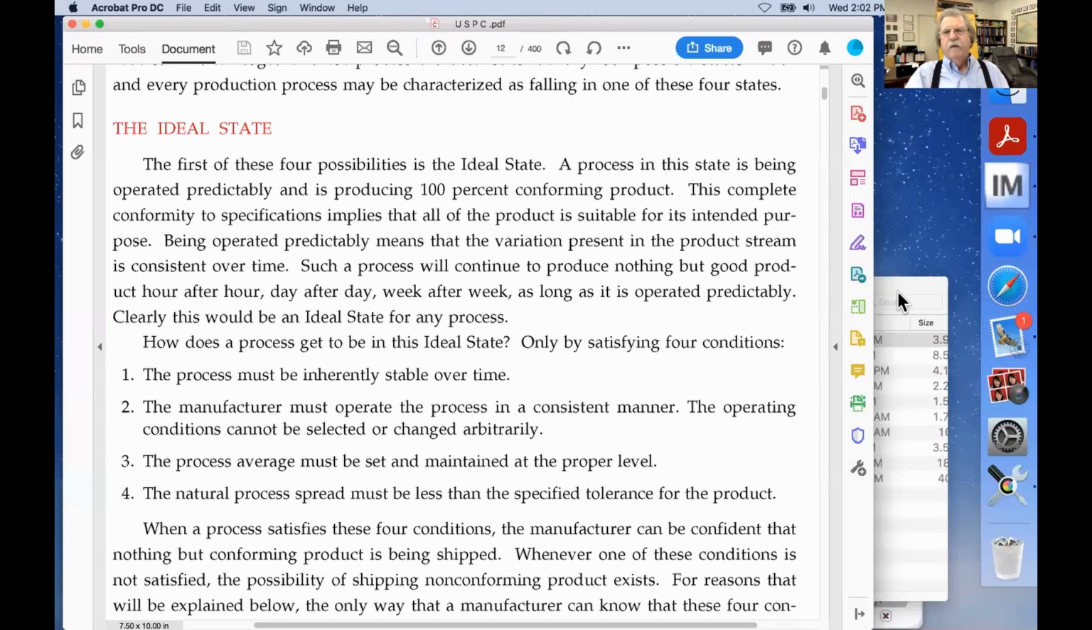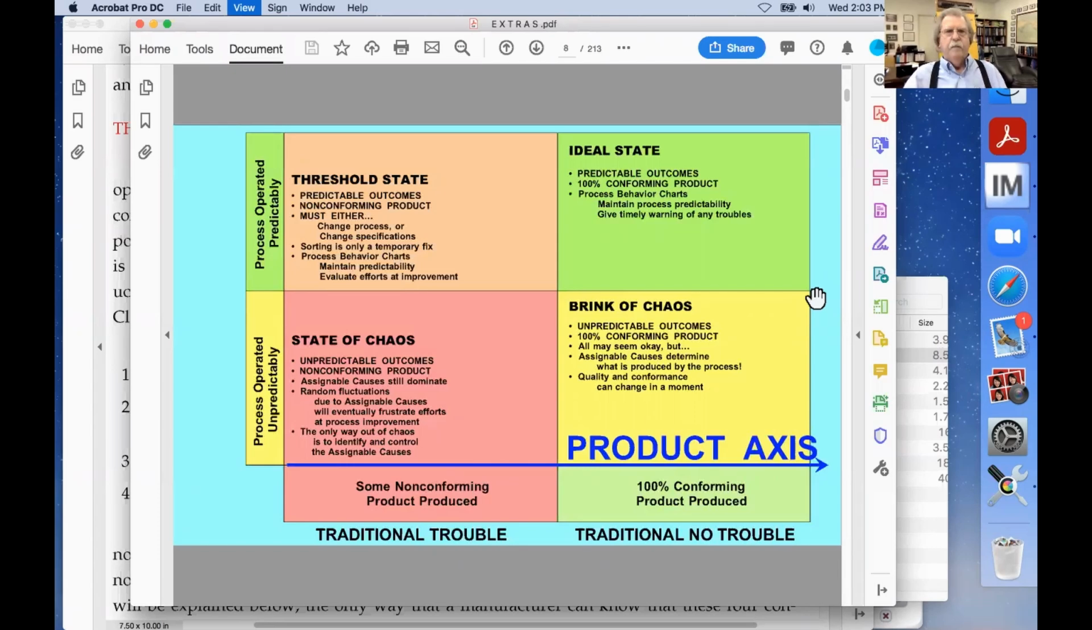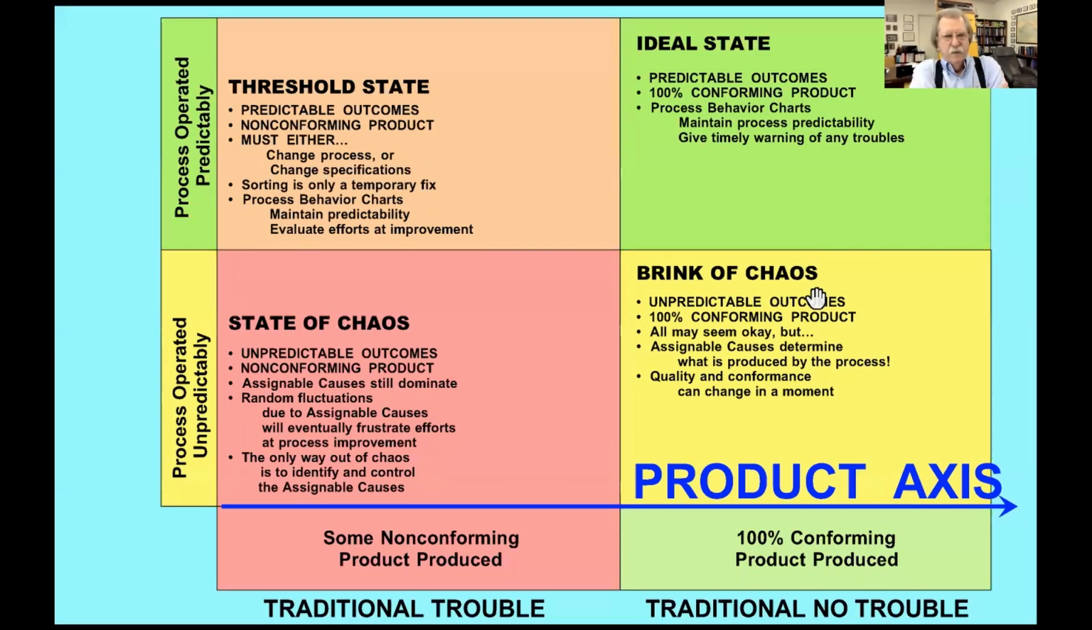So on page 17, you have a diagram. Looks like this. The old definition of trouble, the one that control addressed, is defined along the product axis. Some non-conforming product produced, you're in trouble. 100% conforming product produced, you're out of trouble. There's your old definition of trouble.